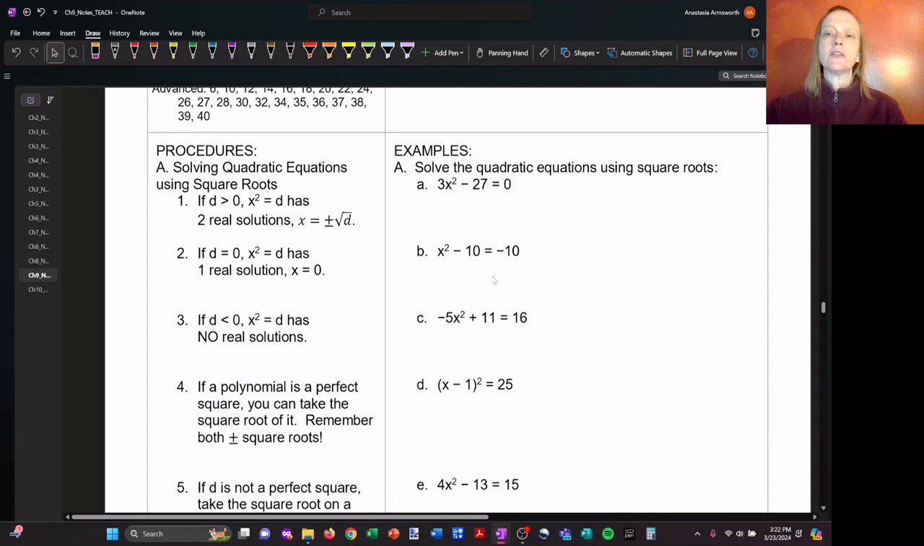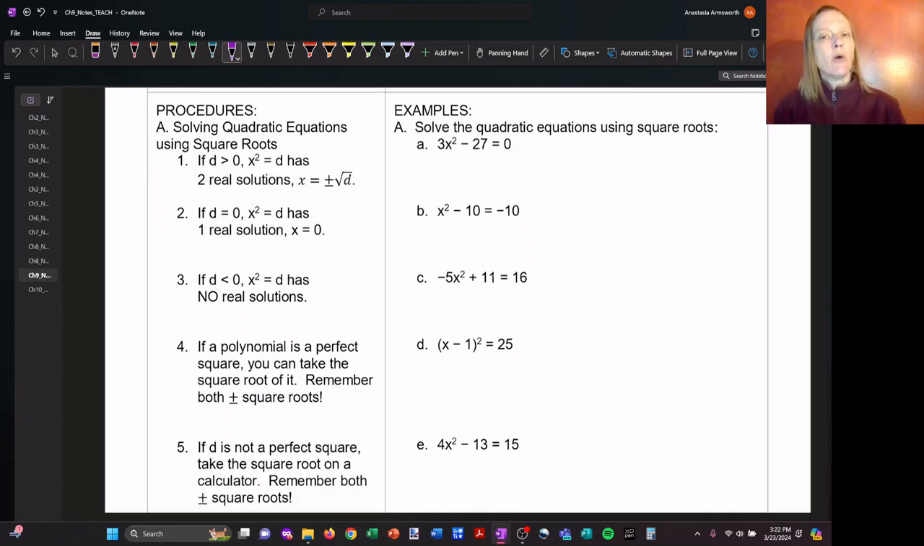So we're going to solve these equations using square roots. And what you'll notice about each of these terms is that, even when they're written in standard form, there's no b term to these quadratic equations. There's a coefficient in front of the x squared term, and there is a constant term, but there's no x term in here. That means b equals 0.